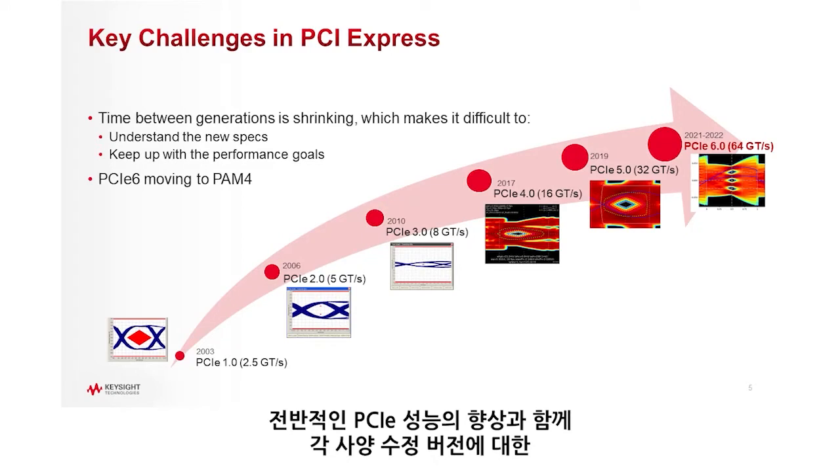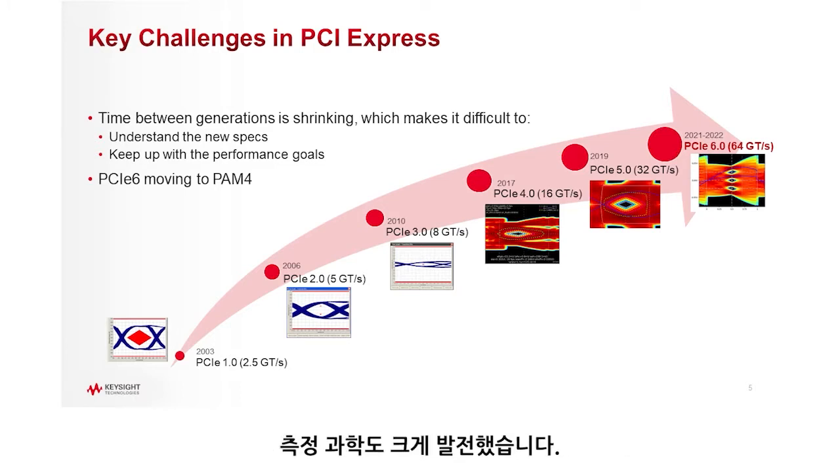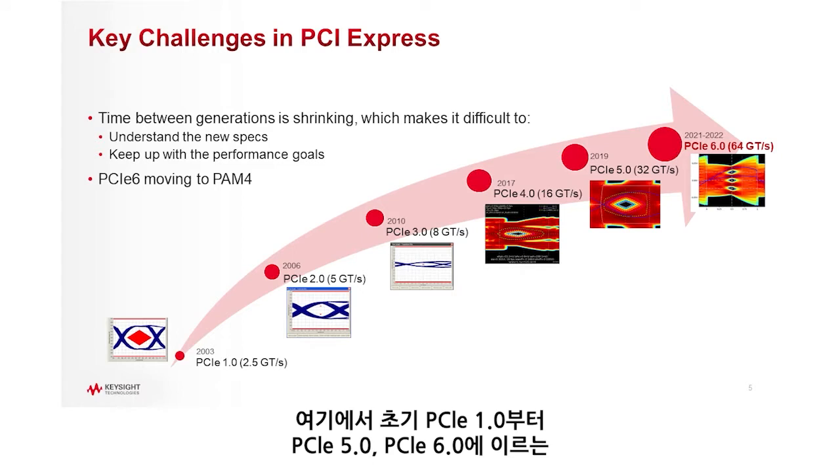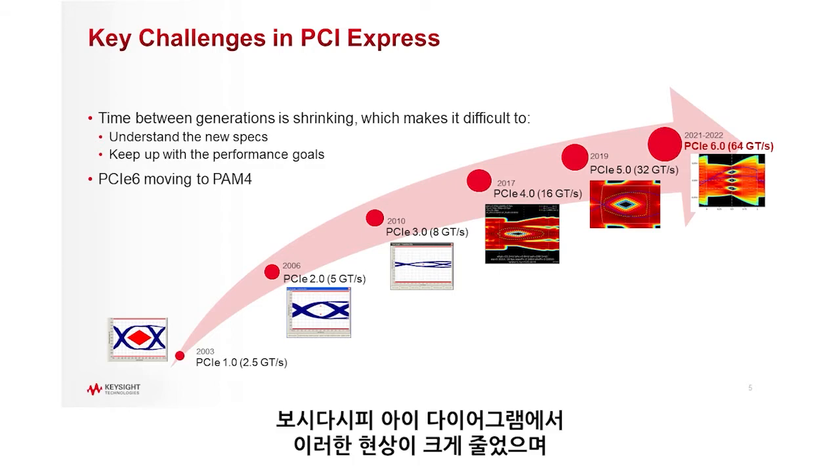Along with improvements in overall PCI Express performance have been incredible advances in the signal integrity technology and measurement sciences associated with demonstrating conformance to each revision of the specification. Here you can see how we have observed what amounts to eye shrinkage, or the closure of PCI Express eyes, going from early PCI Express 1.0 out to PCI Express 5 and now PCI Express 6.